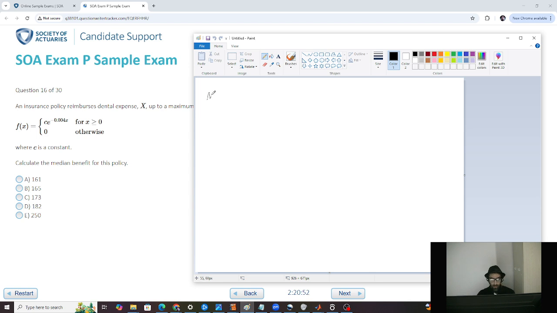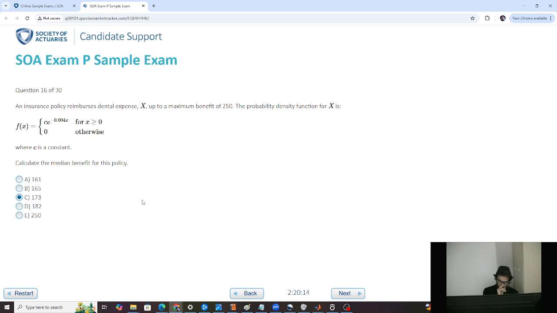We'd say median equals 0.69 times the decay constant, or essentially times 1 over the decay constant. So it's going to be 250, not because 250 is the maximum benefit, but because it's 1 over 0.004. I'm getting 172.5. Yeah, it's going to be 173, right?